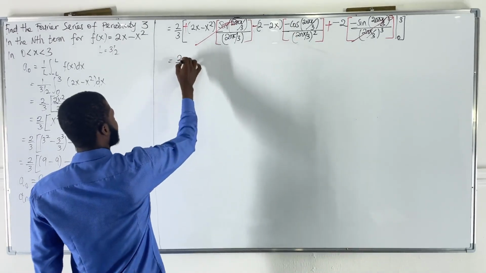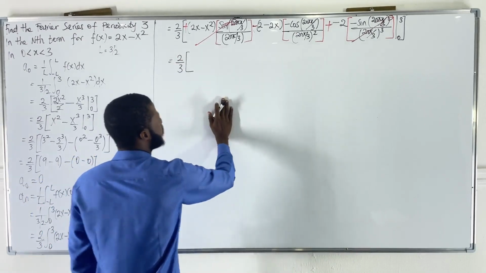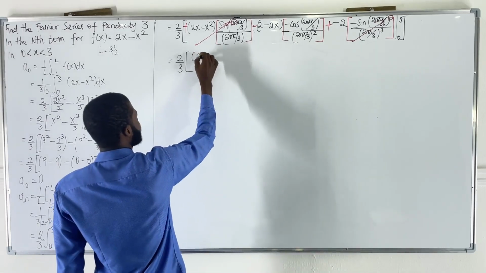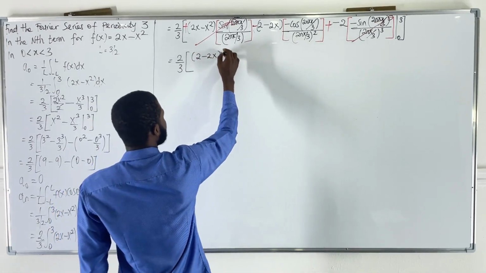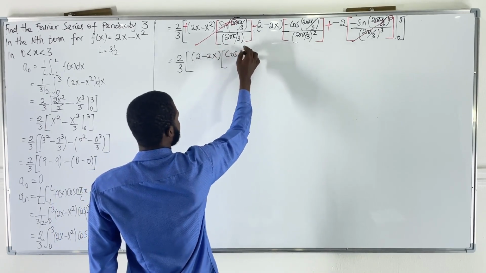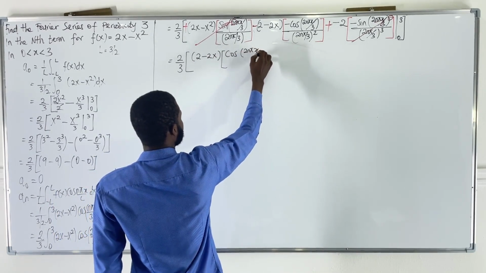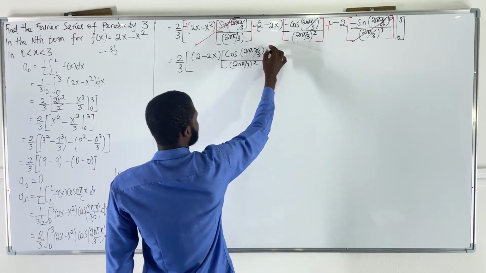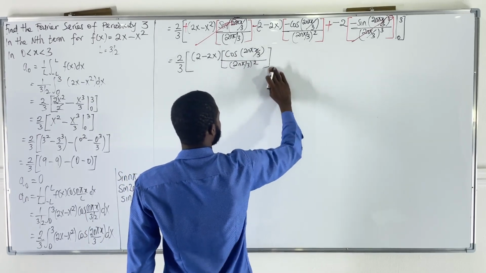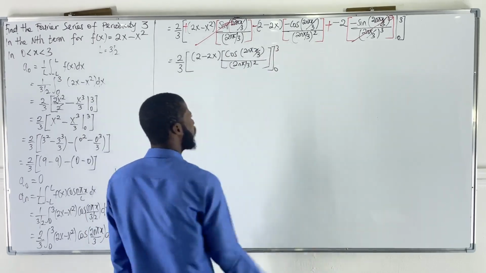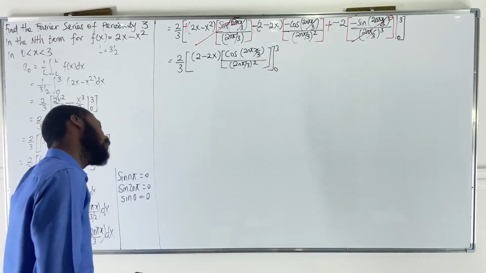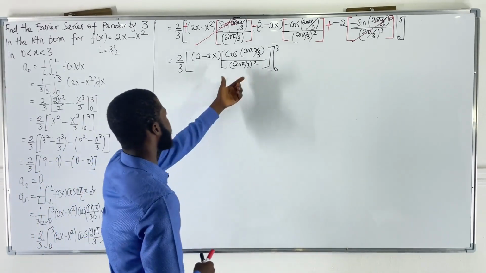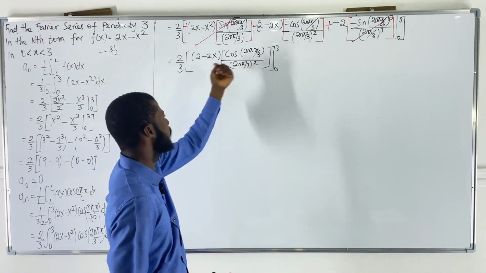So this will be 2/3 into, now let's deal with the sign. This is minus and this is minus. So it's now become plus. So that's 2 minus 2x into cosine of 2n pi x over 3 divided by 2n pi over 3 squared, from 0 to 3. Let's see what we're going to have. Okay, so the constant term here, this 2n pi over 3, is a constant, so I can bring it out.